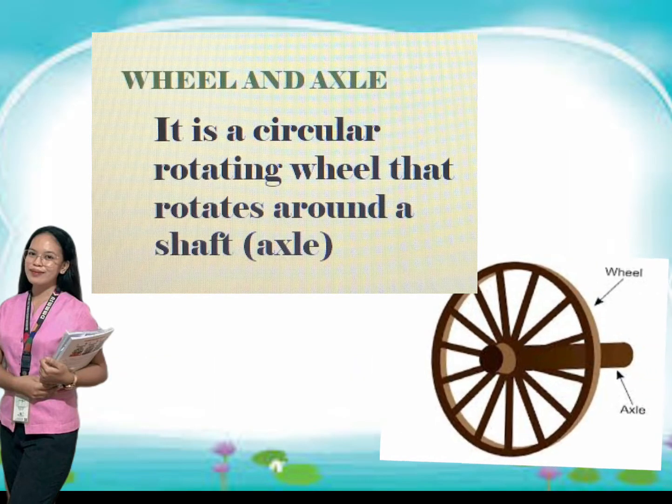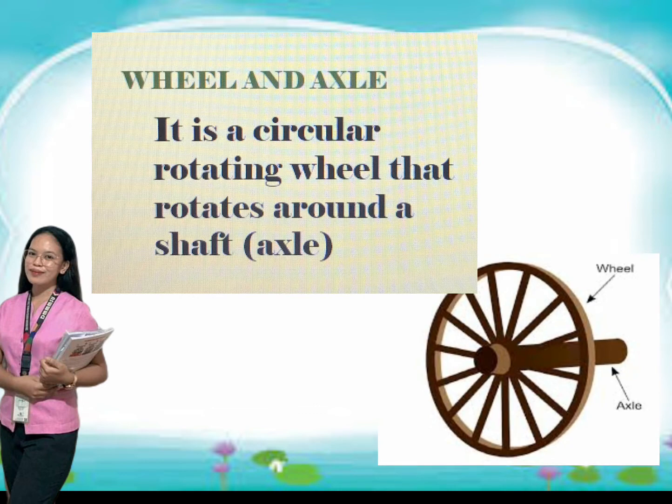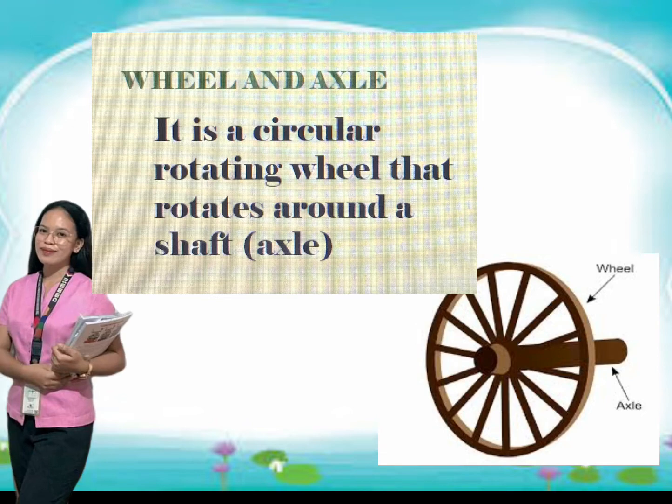Next thing is what we call wheel and axle. It is a circular rotating wheel that rotates around a shaft or axle. The wheel and axle is a type of simple machine used to make tasks easier in terms of manipulating force by applying the concept of mechanical advantage. The wheel and axle consist of a round disc known as a wheel with a rod through the center of it known as the axle. The wheel and axle simple machine is closely related to gears.